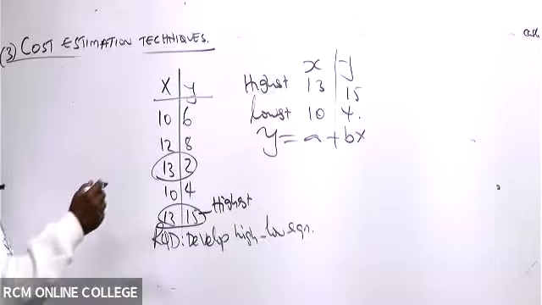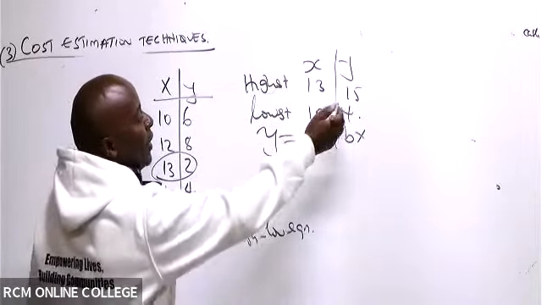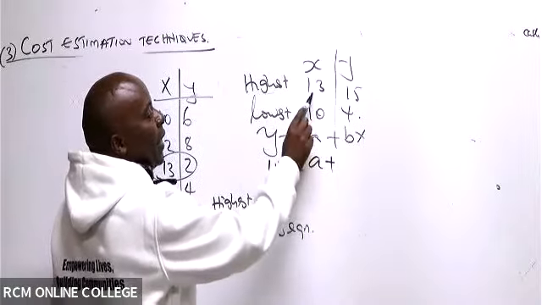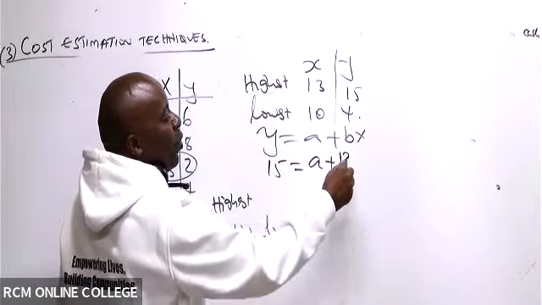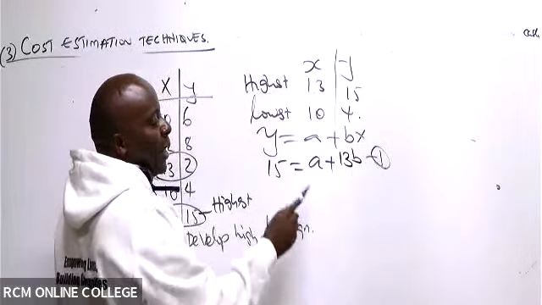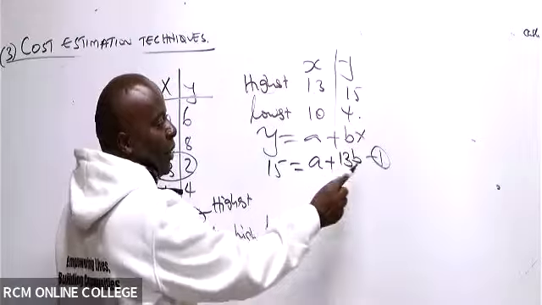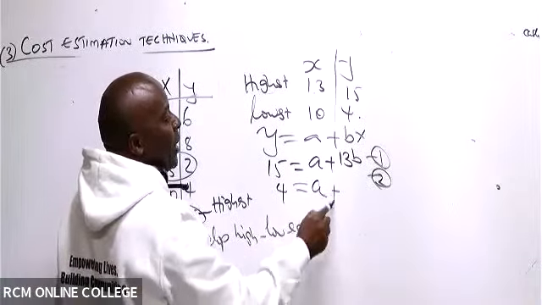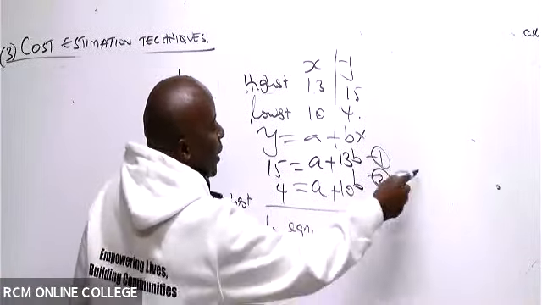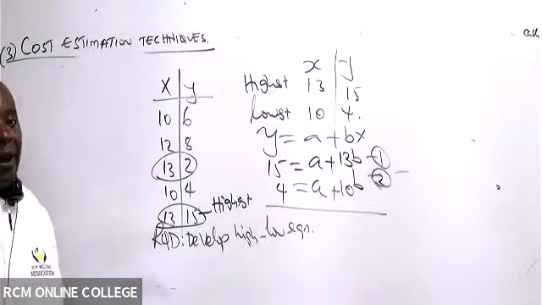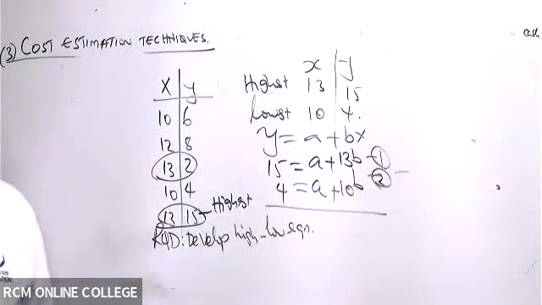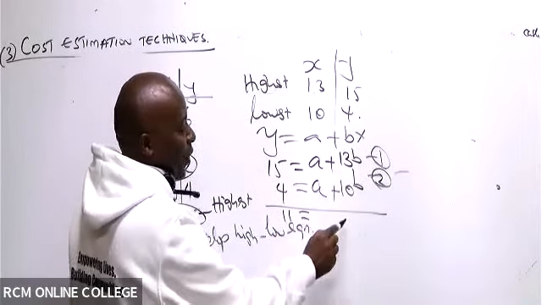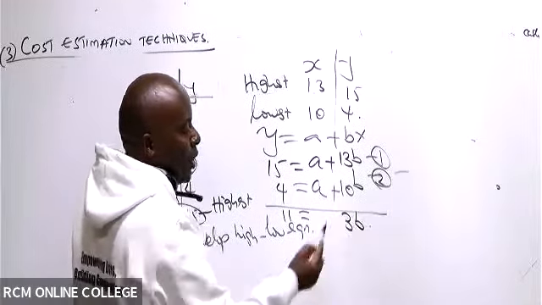So abracadabra, I start with the Y of the highest. Y is 15 equals A plus BX, where X is 13. So this will be B times 13, which is 13B. I can't have an A without a B, eh? Equation number 2: Y is 4, which will be A plus 10B. So subtract for you to be able to eliminate A. So you subtract 15 minus 4, which gives us 11. 11 equals 13 minus 10, which gives me 3B.